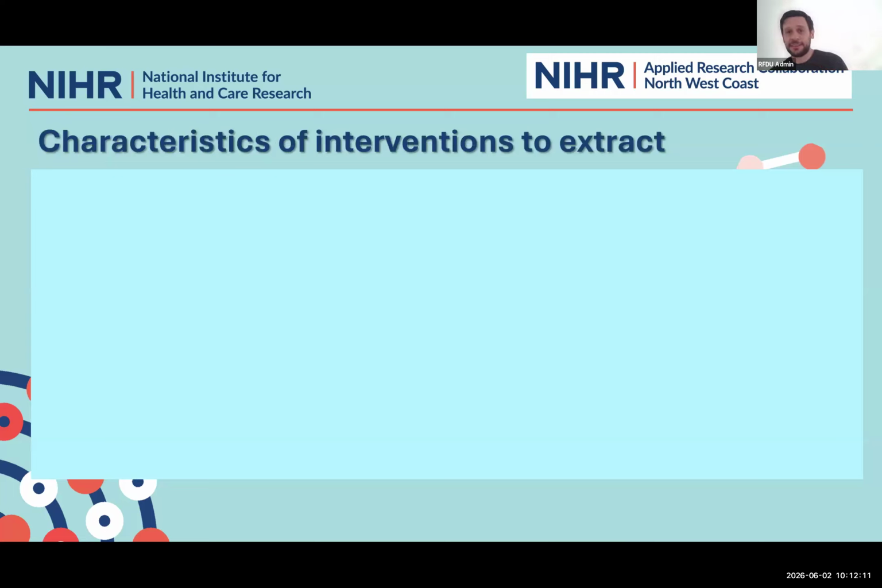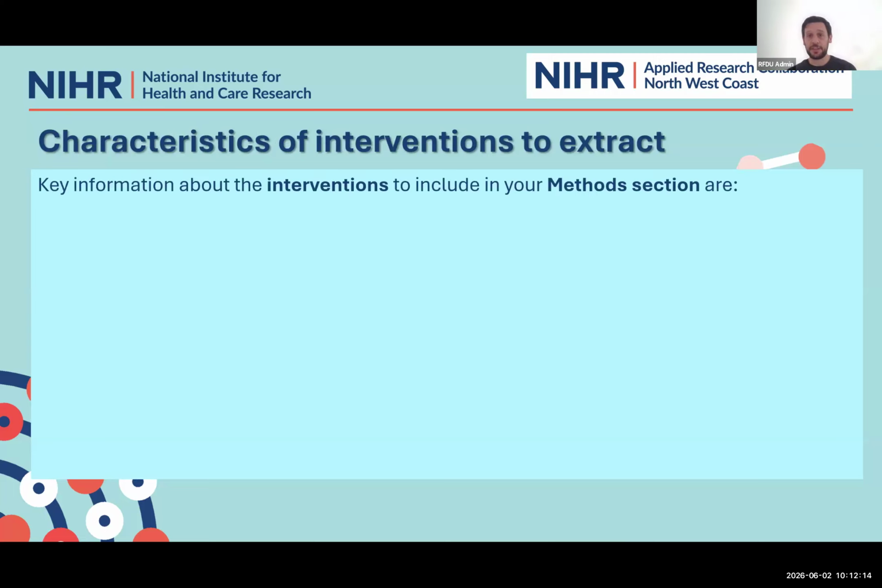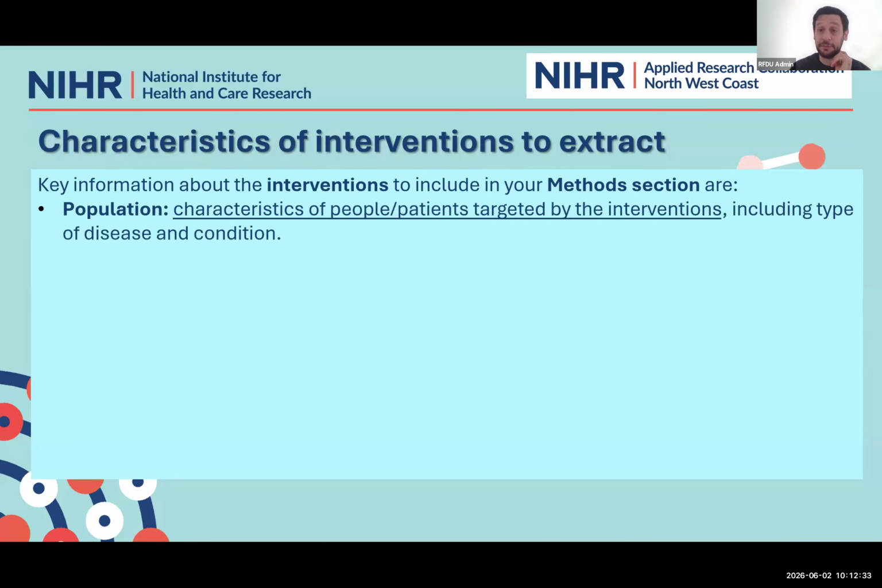Now, in terms of how to extract the information around the interventions, that will usually be located within the method section of the economic evaluation paper. So any paper will probably have this typical structure with an introduction, method, results, and discussion and conclusions. And in the method section, you can find some information about the intervention. In particular, you can find information about the population. So that would be the characteristics of the people and the patients targeted by the intervention. So it could be people with diabetes, people who survived a stroke, and so on.